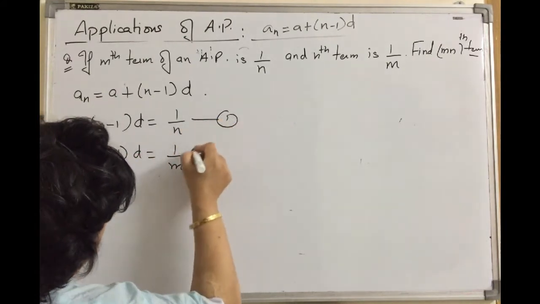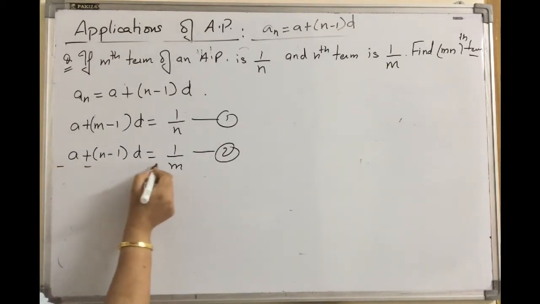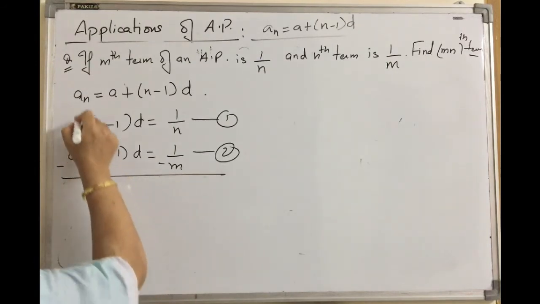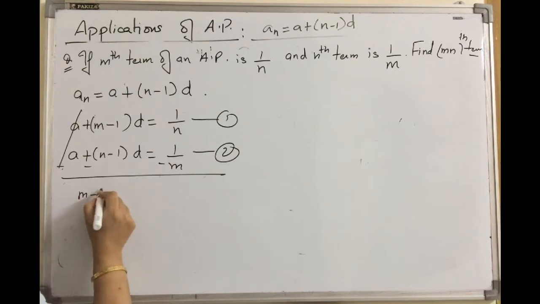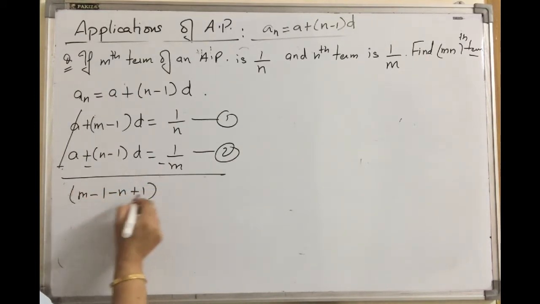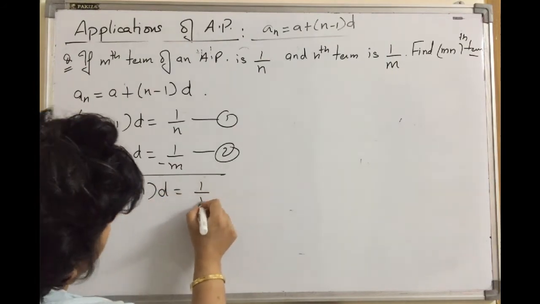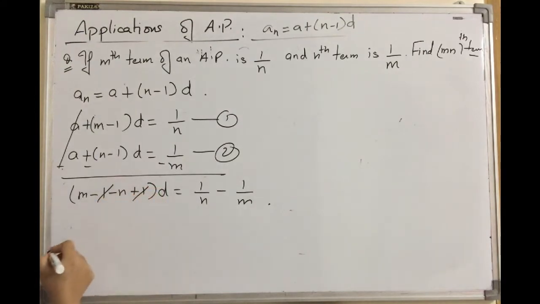This is your equation 1, this is your equation 2. Solve the two equations to get the value of d and a. So if I subtract the second equation from the first one, the a term gets completely eliminated. I'll have m minus 1 minus n plus 1, into d, equal to 1 by n minus 1 by m. Minus 1 and plus 1 get cancelled.